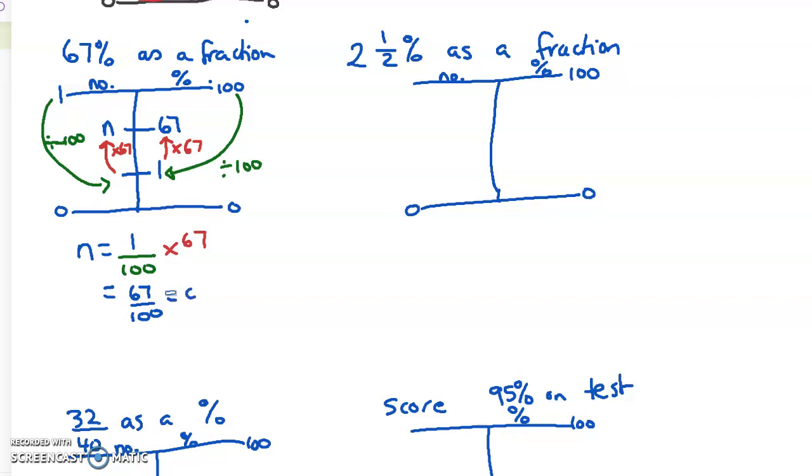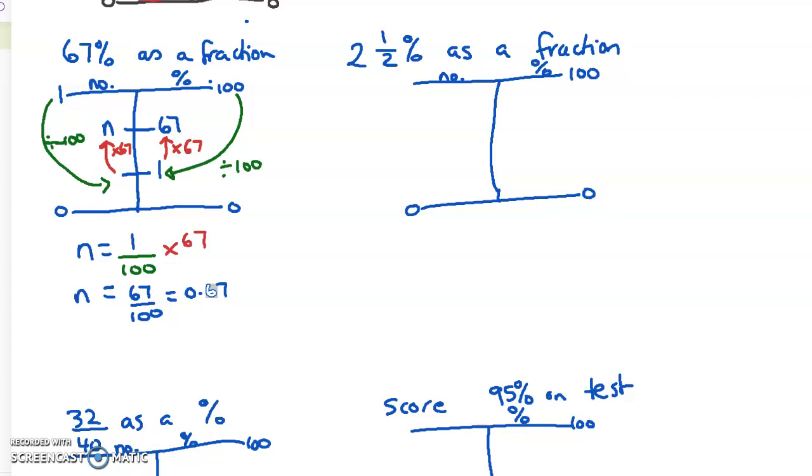And that, written as a decimal, is 67 hundredths. So if I write it as a fraction, I can write it as 67 out of 100. If I write it as a decimal, I can write it as 67 hundredths. So I can write it either way.